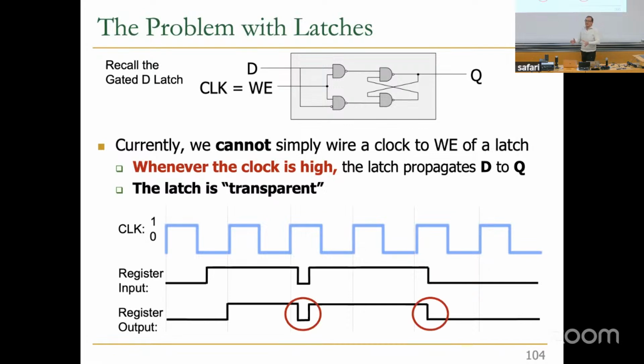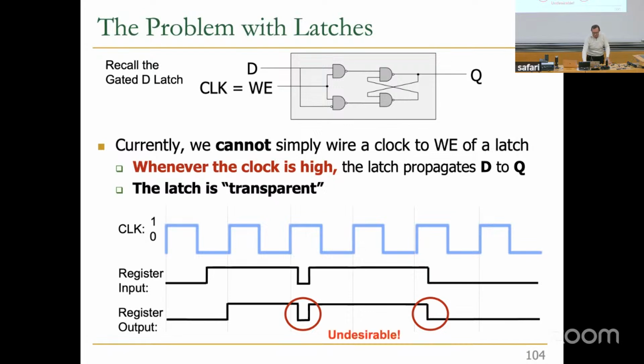This is why we cannot use a latch as a state register in a finite state machine, because at least the way you wire the clock over here, it will change, and there's no way of wiring the clock to a D latch. It will change its output in the middle of a clock cycle, and that's not what we want. We want the state to be stable for the entire clock cycle.